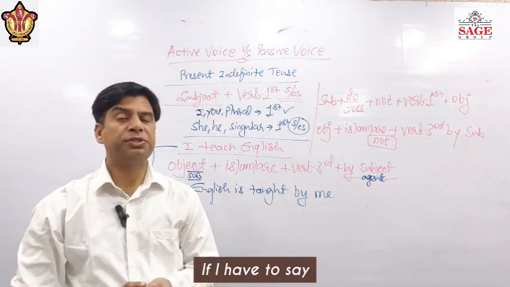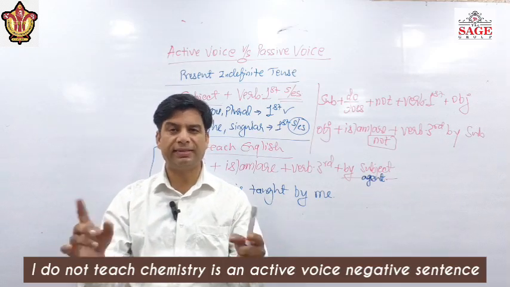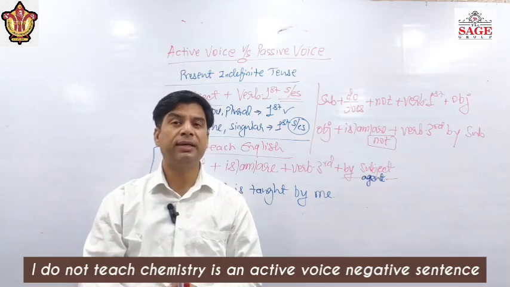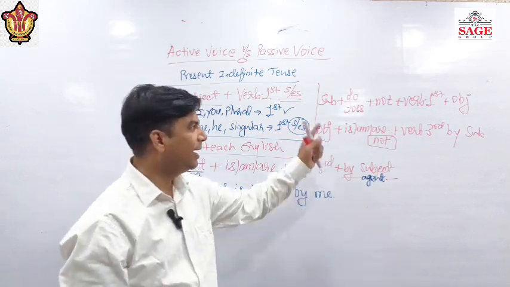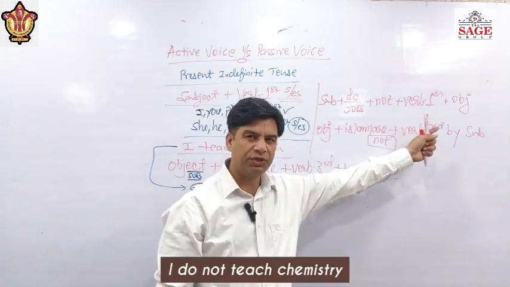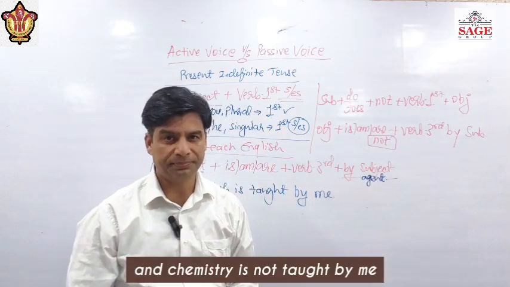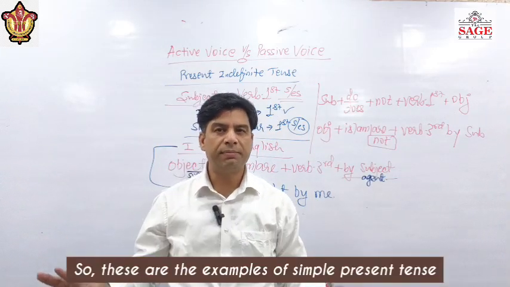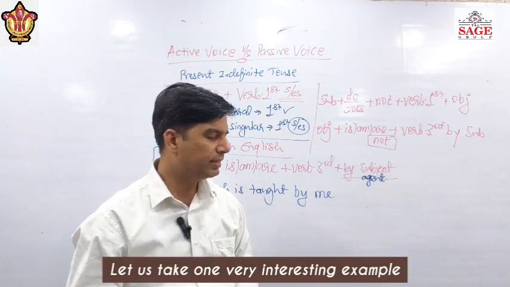So if I have to say, I do not teach chemistry is an active voice negative sentence, and chemistry is not taught by me. I do not teach chemistry, and chemistry is not taught by me. So these are the examples of simple present tense. Let's take one very interesting example.